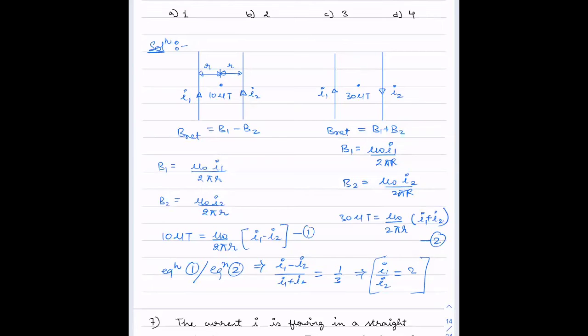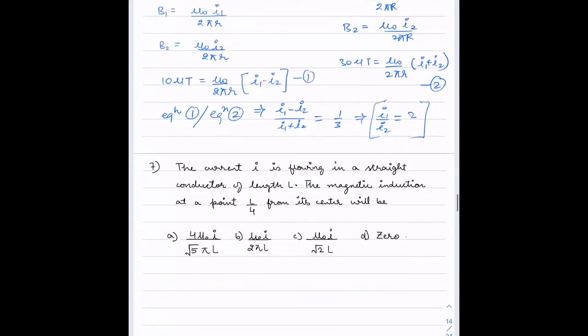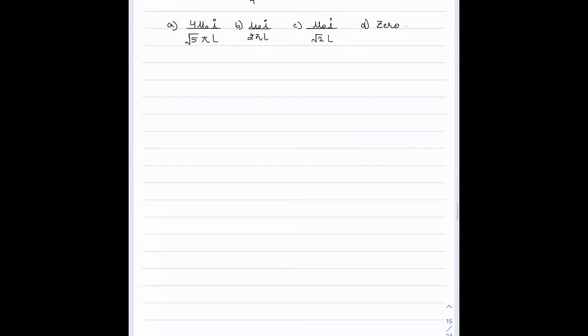Okay. Question number 7. What is the answer for this? Option A. Let us solve this question. The current I is flowing in a straight conductor of length L. The magnetic induction at a point L by 4 from its center will be.